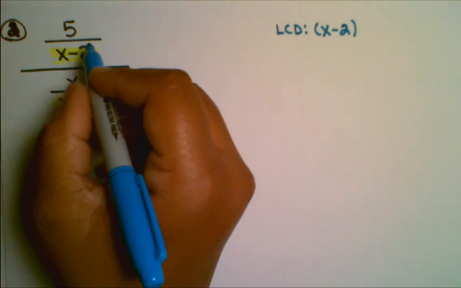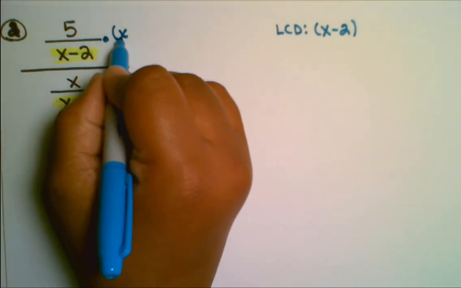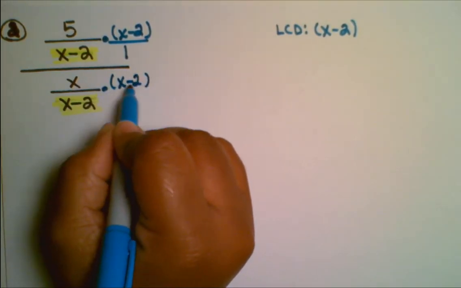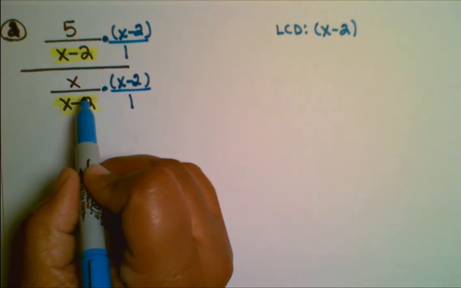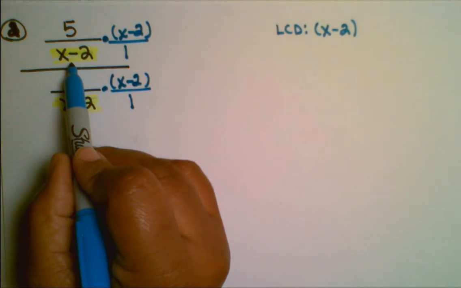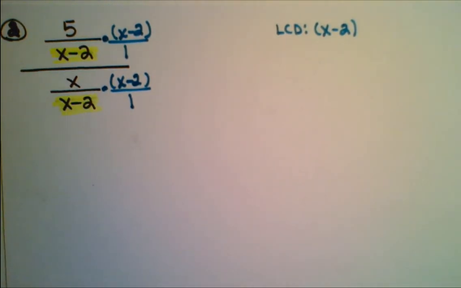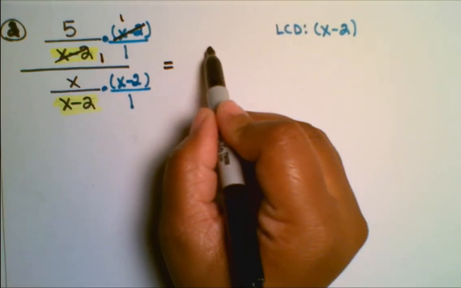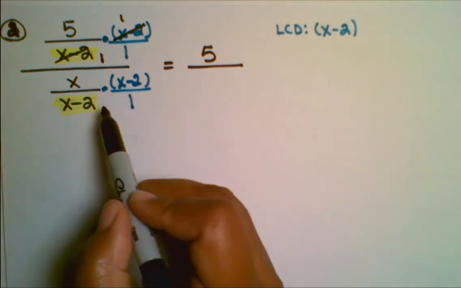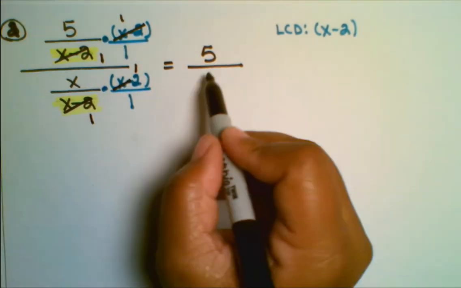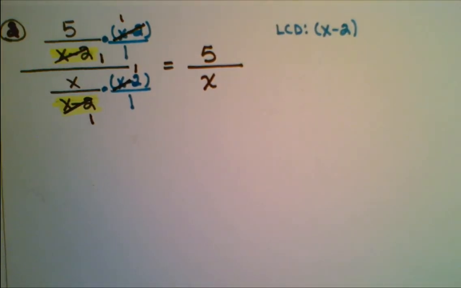We're going to take the x minus 2 and multiply it to the numerator and denominator. And we're going to simplify each numerator and denominator. So the x minus 2 in the numerator divides out. We're left with a 5 in the numerator. And in our denominator, the x minus 2's divide out, and we just have an x that is left over. So our solution is 5 over x.